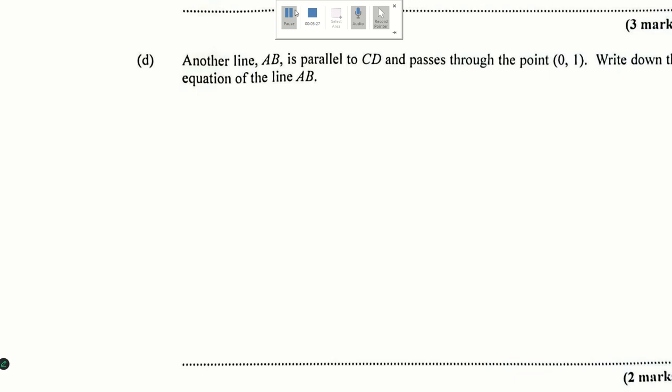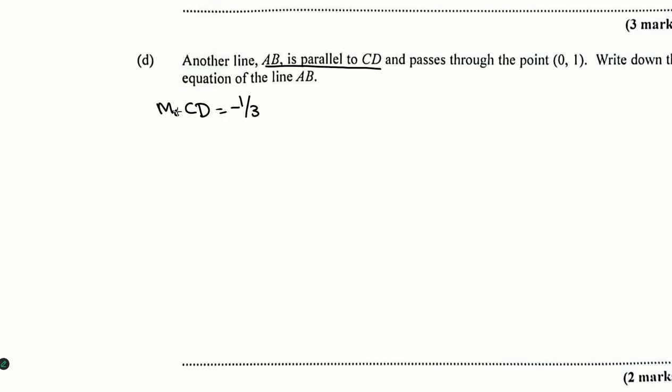So let's look at D. Another line AB is parallel to CD. As soon as you see that they tell you the lines are parallel to each other, the property of parallel lines is that their gradients are equal. So the gradient of CD was negative a third, and the gradient of AB would also be the same. So the gradient of AB is negative a third and it passes through the point 0, 1. So write down the equation of the line AB.